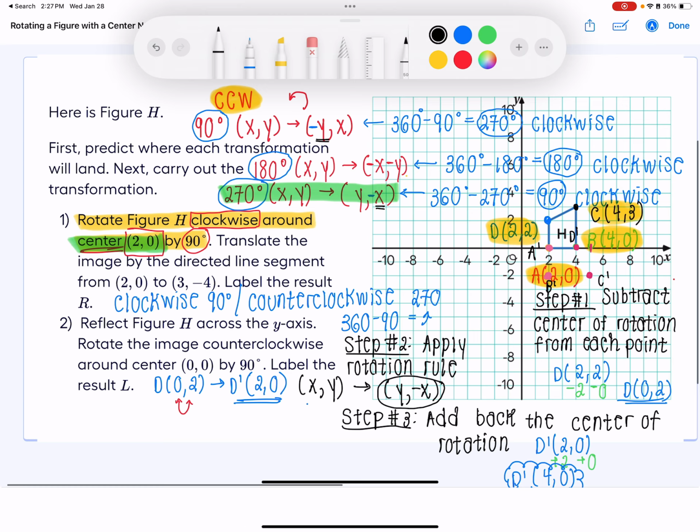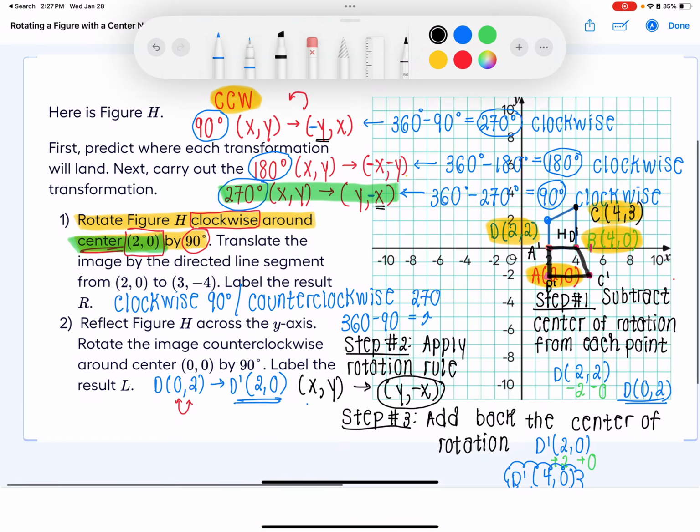All right, now it's time to do the fun part, which is connecting all of the points here. So what we're going to do is connect A prime with B prime, C prime, and D prime. And we end up with this rotated figure, and we only did the first part.